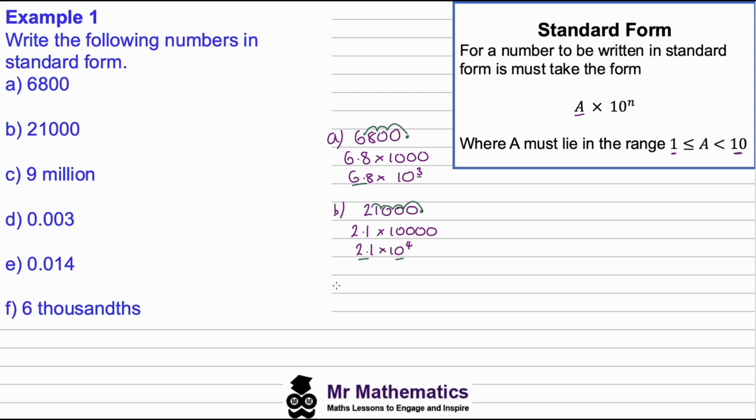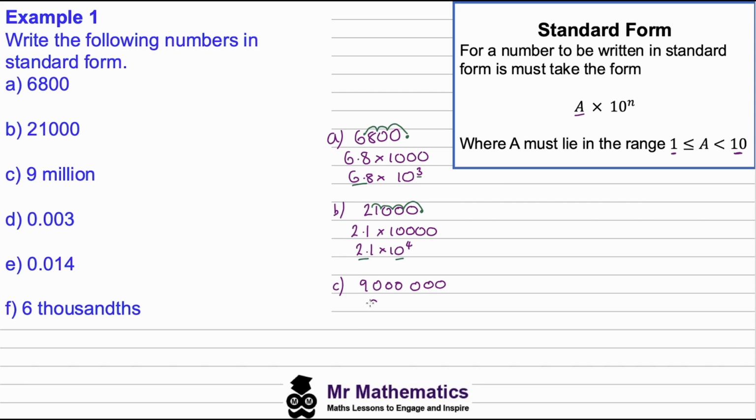If we look at example C, we've got 9 million. This is 9 and then 6 zeros. The 6 zeros give us a million. So do you want to write this in standard form using either of the two methods? So we'll go through both methods.